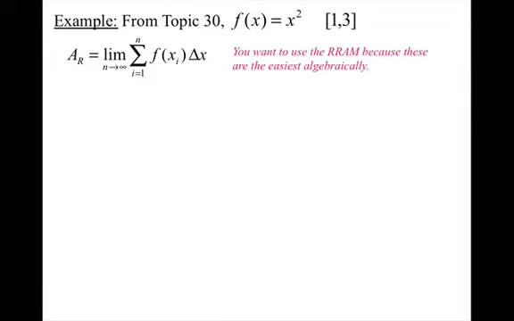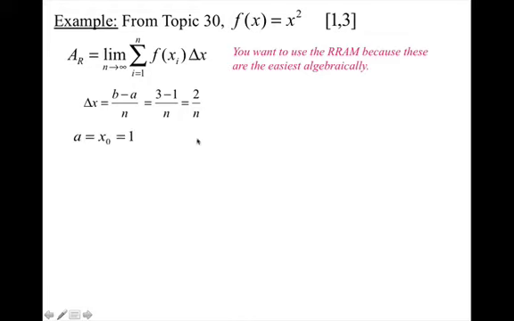So that means we want to get the area of the right rectangular approximation by taking the limit as n approaches infinity of the sum from i equals 1 to n of f of x sub i times the change of x. In order to do this, I need to get f of x sub i and the change of x. And how do I do that? So the change of x I know is going to be b minus a all over n. So that means I know my b is 3 and my a is 1. So that means my change of x is 2 over n.